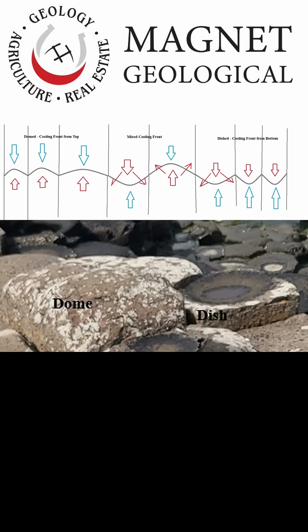Finally, you will see a dome and dish pattern on the top of the exposed basalt columns. This is formed during cooling. If domed up, the cooling front is migrating down, cooling the edges first.